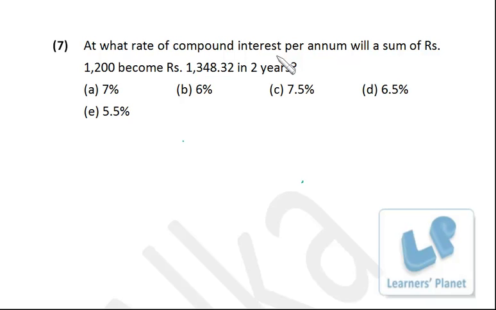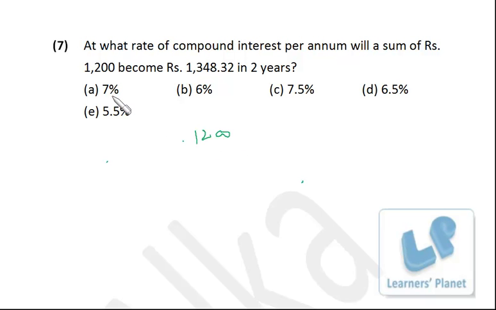Now, at what rate of compound interest per annum will a sum of rupees 1200 become 1348 in 2 years? Okay, so precisely the difference is around 148.32 rupees in 2 years. So around 70 rupees per annum is being added. Now what I do is I just go by the options, right? So it is 1200, right?